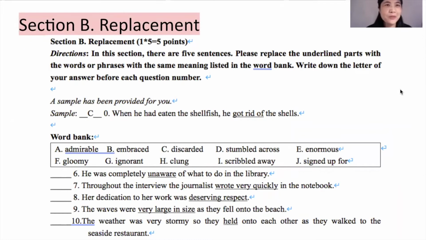Section B, replacement. In this section, there are 5 sentences, and the students are asked to replace the underlined parts with the words or phrases with the same meaning listed in the word bank. Here the sample is, "When he had eaten the shellfish, he got rid of the shells." "Got rid of." Then in the word bank, the right choice is C, discarded, because they have the same meaning.